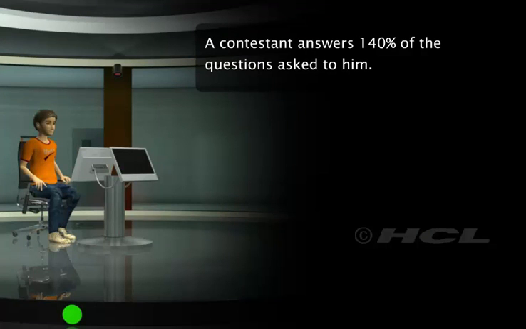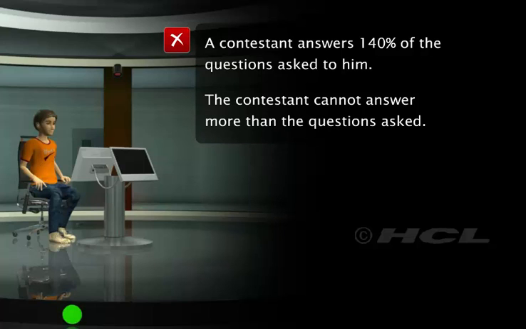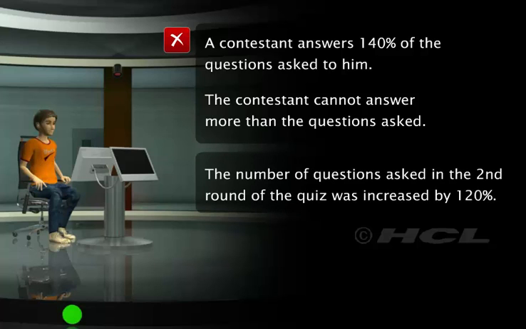Suppose we say that a contestant answers 140% of the questions asked to him in a quiz. This does not make any sense because the contestant cannot answer more than the questions that are asked. On the other hand, if we say that the number of questions asked in the second round of the quiz increased by 120%, it makes perfect sense.